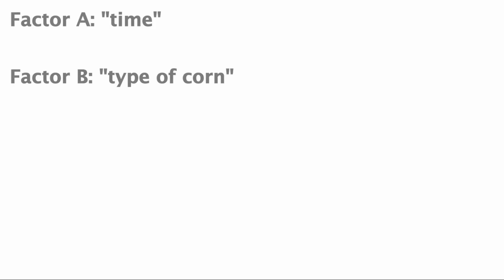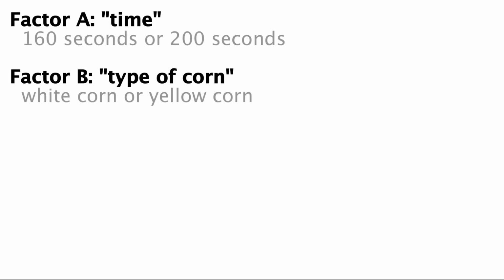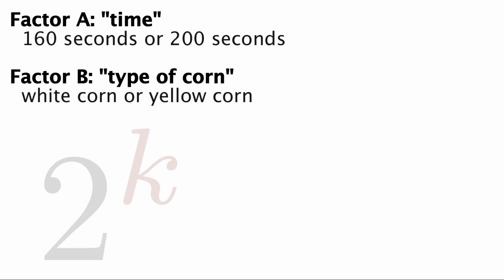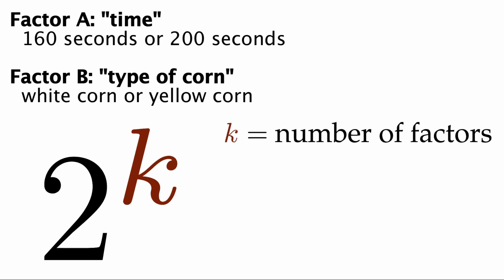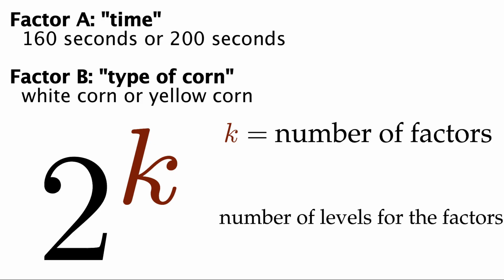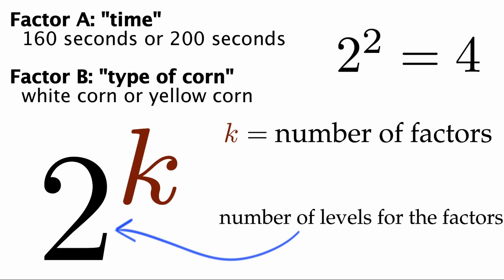We have two factors, cooking time and type of corn, and each factor has two levels. From this, we know that we will have 4 total combinations. This comes from the mathematical rule that 2 to the power of k tells us how many experiments we will have. Now k is the number of factors, and in this experiment we have 2 of them. So in other words, there will be 2 to the power of 2, or in this case 4 experiments in total that we will have to run.